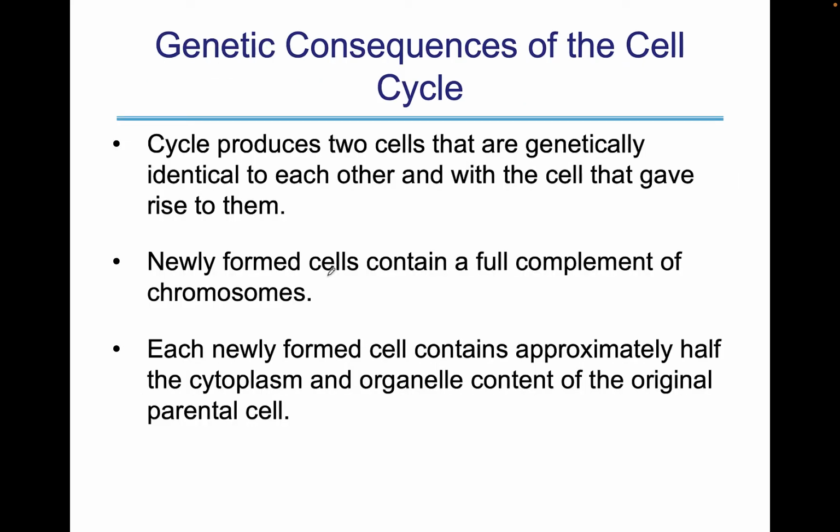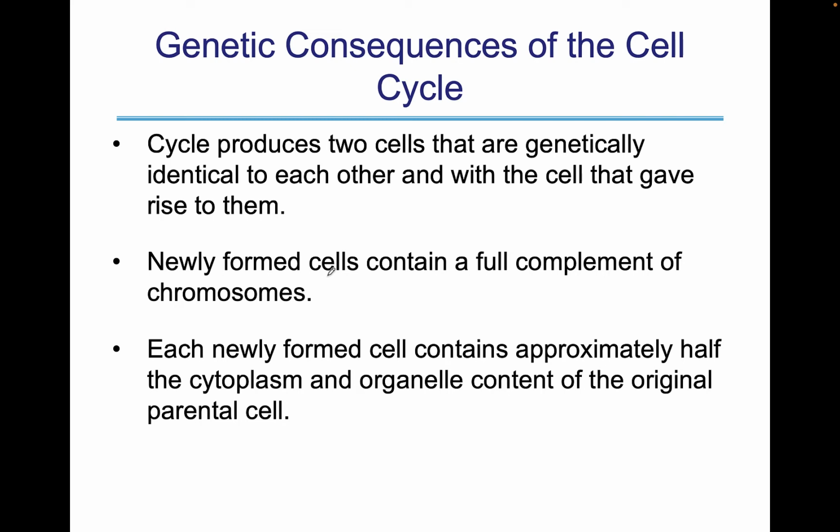So what are some genetic consequences of the cell cycle? One, know that the cell cycle is producing two cells that are genetically identical to each other, and it gives rise to new cells. You also have newly formed cells that contain a full complement of chromosomes. So one cell is going to produce another cell, a sister cell or daughter cell, that has the full complement of genetic information in that cell.